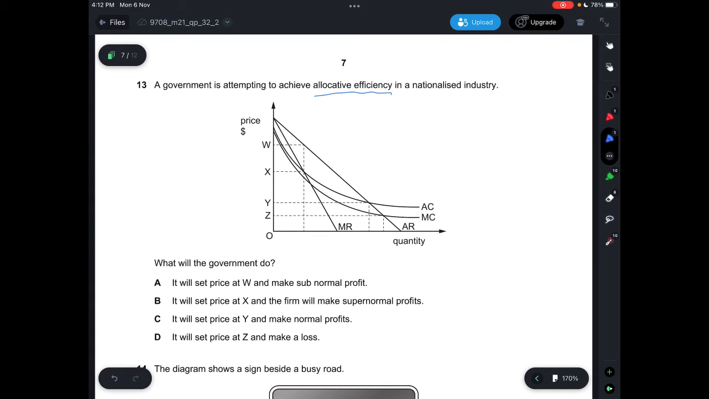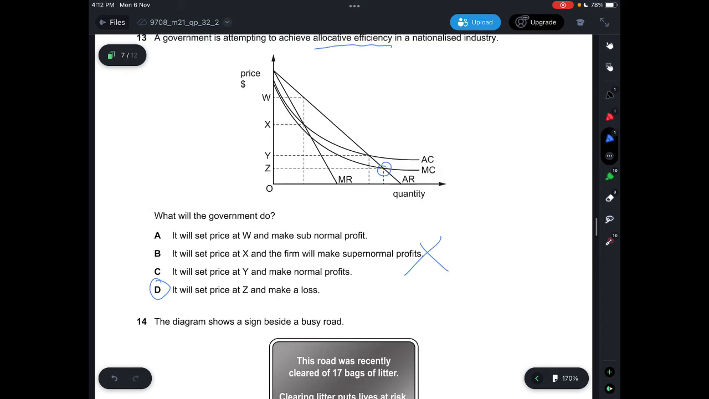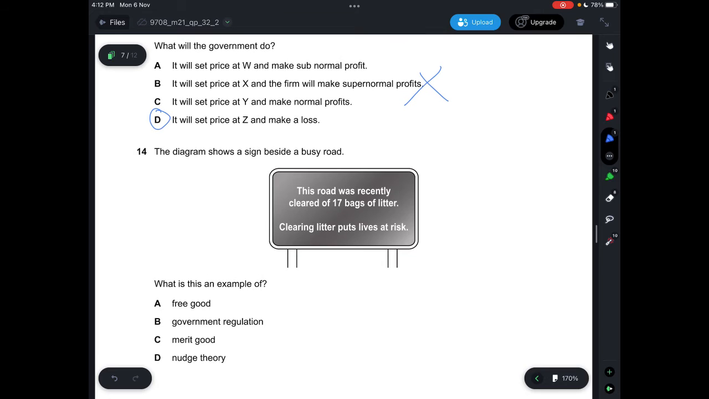Question 13, the government is attempting to achieve allocative efficiency in the nationalized industry, so P equals to MC. So that will be here, AR equals to MC, so price of Z. So in order to achieve allocative efficiency, if it says price at W and X and Y, that will be incorrect because all these do not result in allocative efficiency. It will have to be D. It will set price at Z and make a loss. So answer is D.